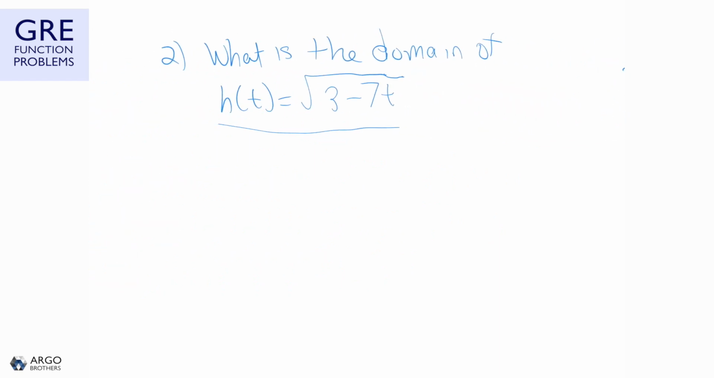Alright, so why don't you try number 2, pause and come back. Alright, what is the domain of h of t equals the square root of 3 minus 7t? So the domain would be all the t values that are possible. Well, we have a square root sign, so we know that no negative can be under. So I propose that we find out where 3 minus 7t is less than 0. So less than 0, not less than or equal to, because it can be equal to 0. Let's try that. 3 minus 7t less than 0.